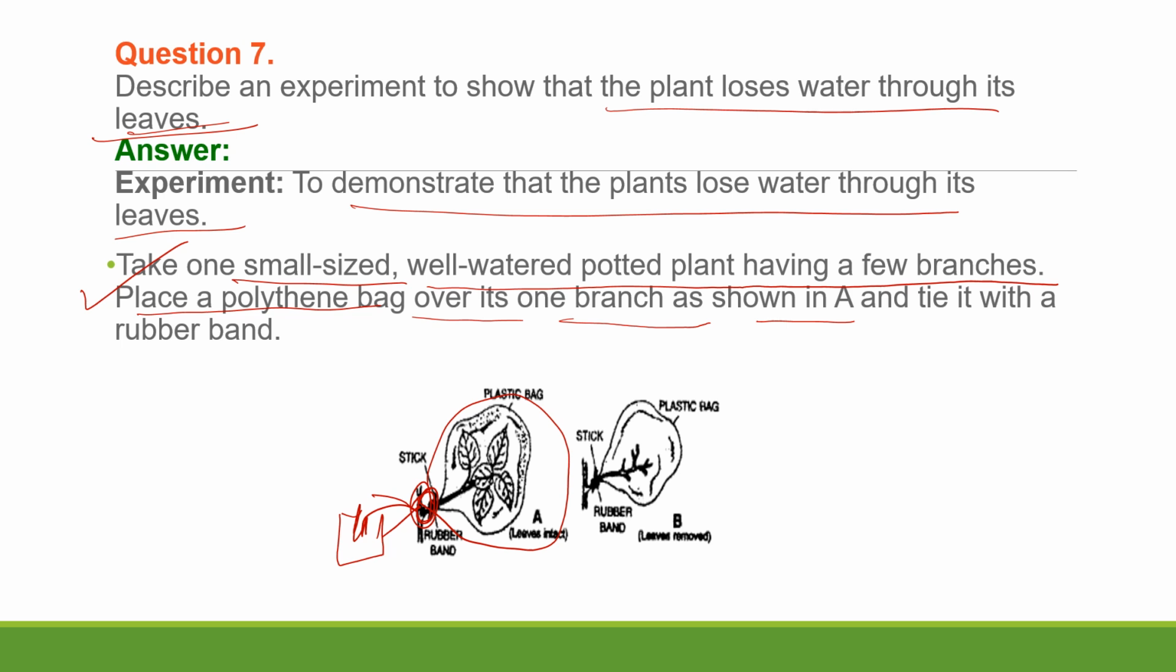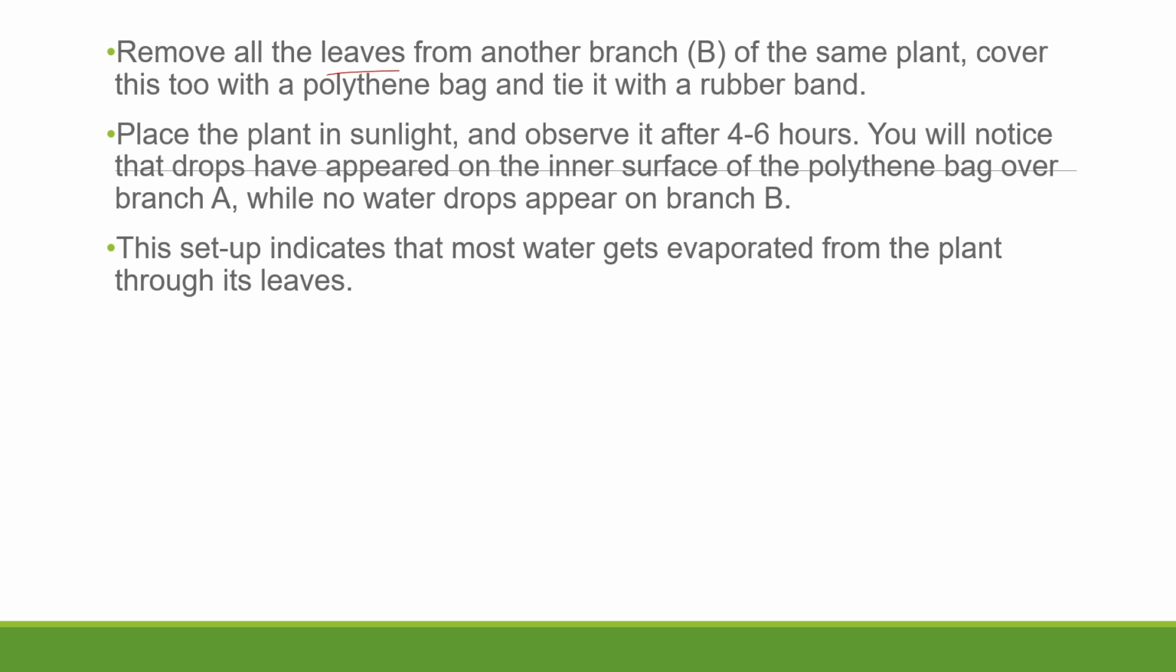Okay, you have taken another plant where you have torn off all the leaves. No leaves are there, only the stem is there. That only you have covered with a plastic bag and tied a rubber band tightly here. So what is the observation? Remove all the leaves from the other branch B of the same plant. Cover this too with a polythene bag and tie it with a rubber band. So you are placing it under sunlight for 4 to 6 hours.